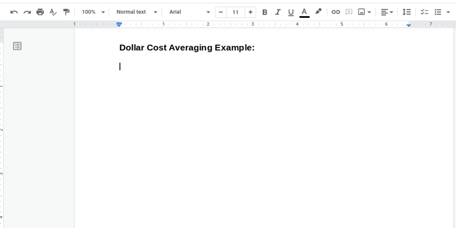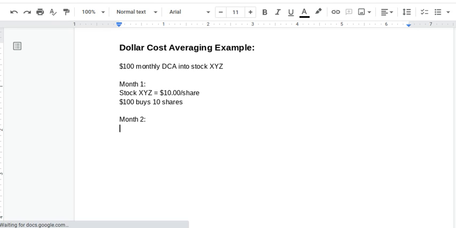All right, so we're just going to walk through a simple example, and in this case we're going to look at a hypothetical investment of $100 per month, dollar cost averaged into this hypothetical stock XYZ. So we'll look at month one, and let's just pretend that XYZ is trading at $10 a share. So the $100 that we put in would buy 10 shares, obviously. Then we'll do this once a month. So next month, month two, let's say stock XYZ ticks up a little bit and it goes to $12. And so $100 buys a few fewer shares, right? You're going to only pick up 8.33 shares with this fixed $100 investment.